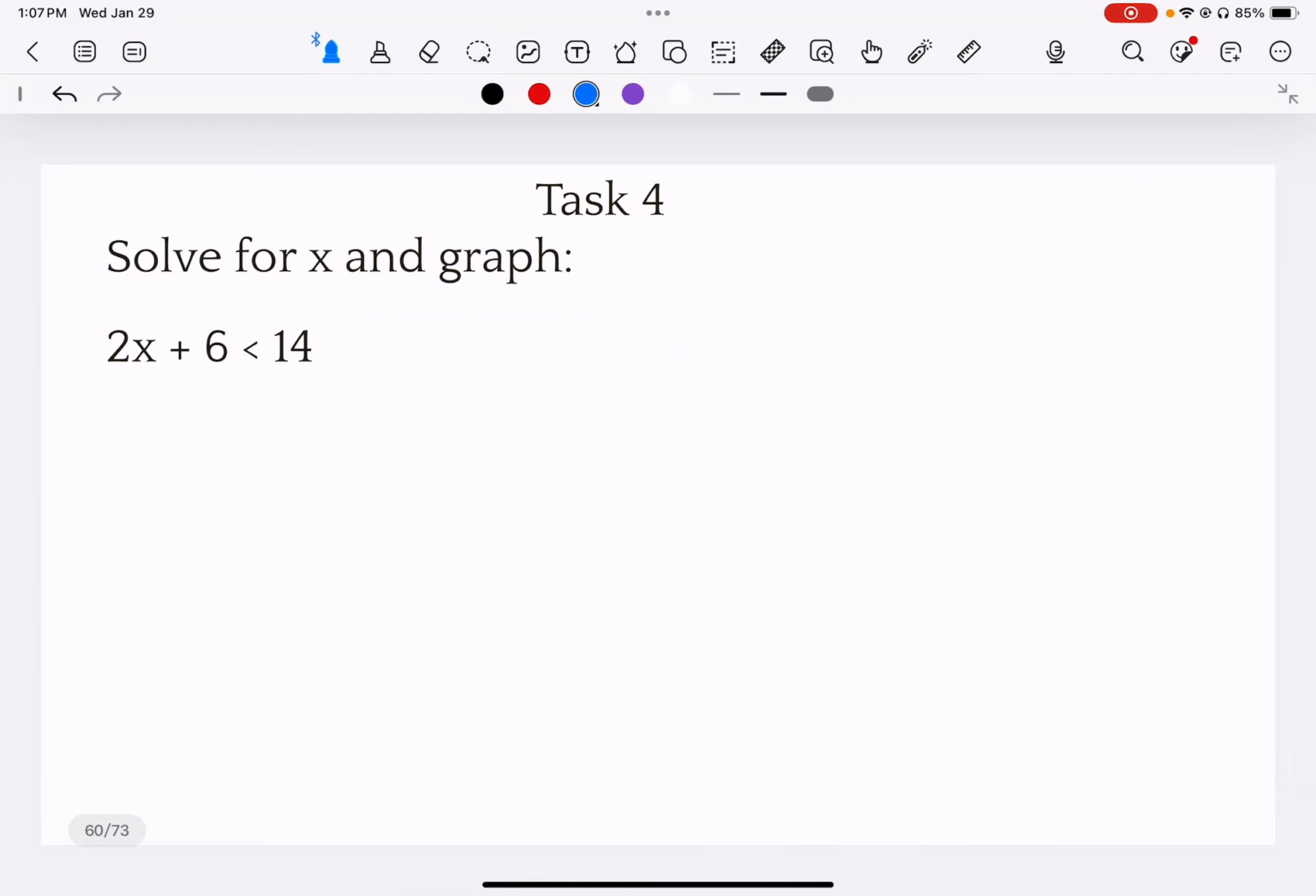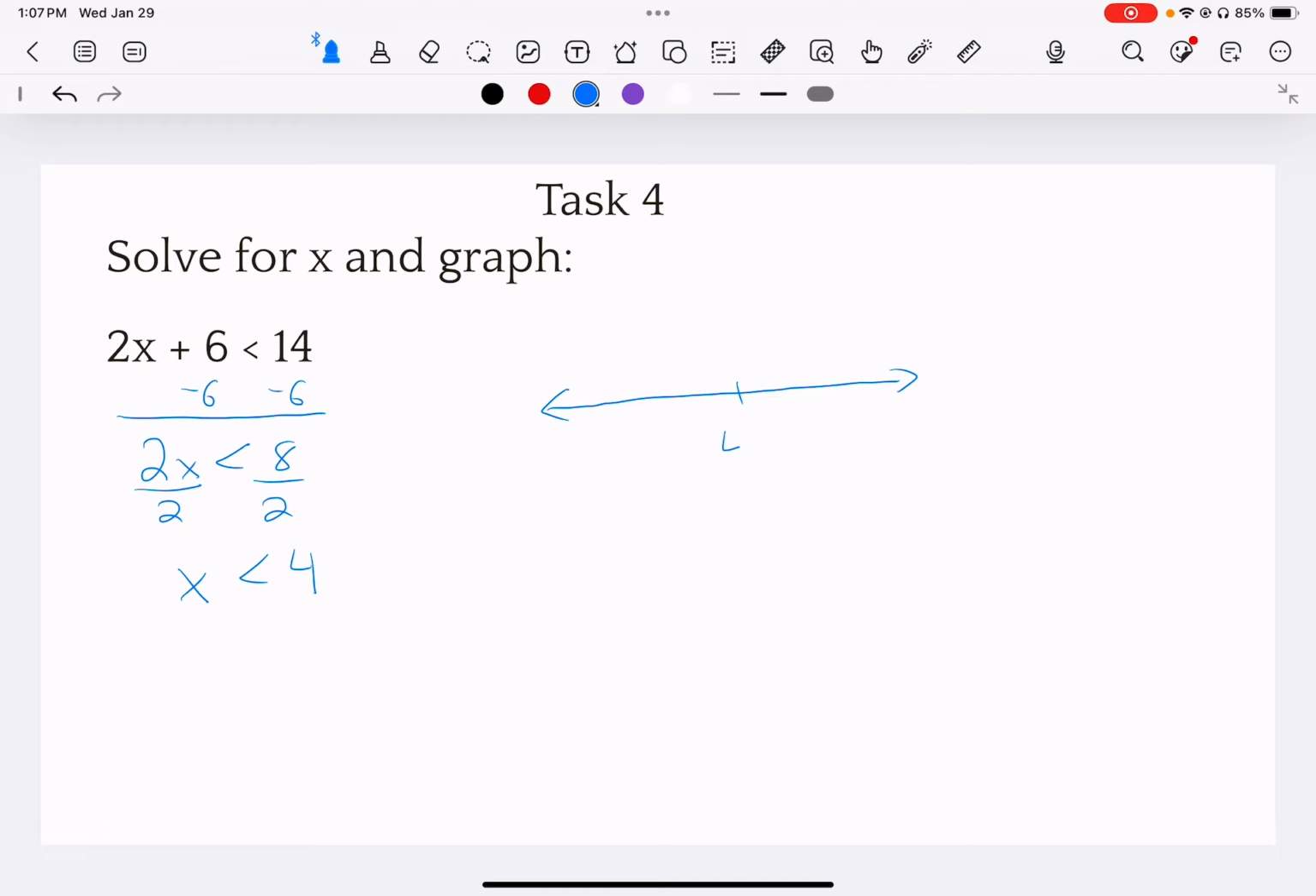And task 4, solve and graph for x. I'm going to subtract 6 from both sides. I'm left with 2x is less than 8. Divide both sides by 2. Now it's a positive 2, so I don't flip my sign. So I just have x is less than 4.